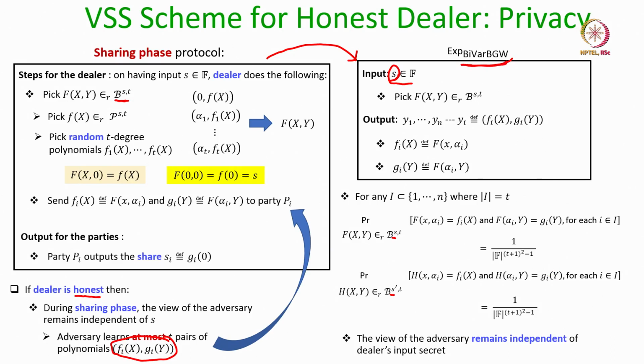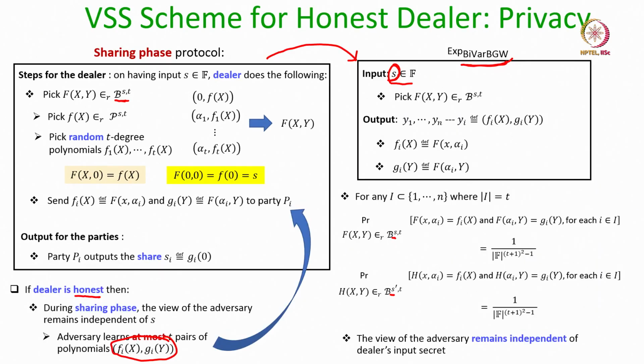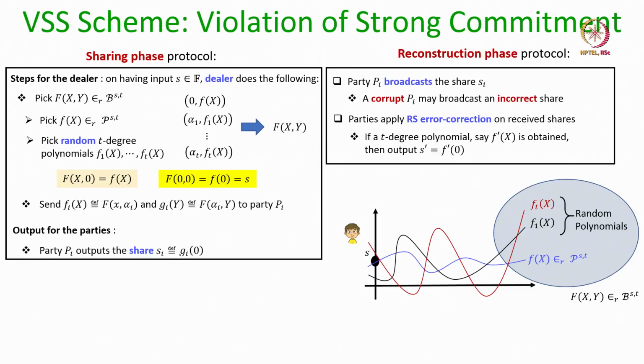And we have already argued that any subset of t row and column polynomials from this experiment does not reveal anything about the input of the experiment. We run the same argument here and conclude that during the sharing phase, even if there is an adversary with computationally unbounded resources, its probability distribution will remain independent of the dealer's secret. So, it looks like we have got a VSS scheme, but the answer is no.